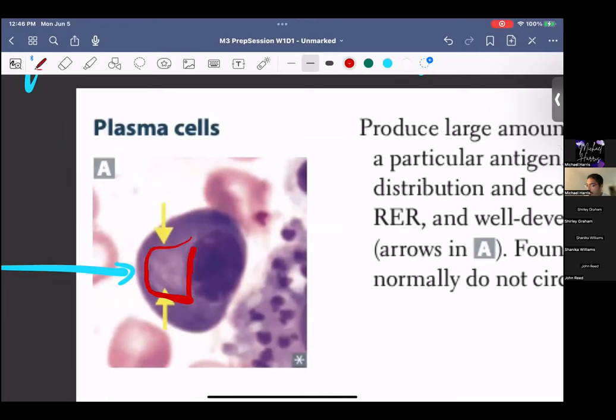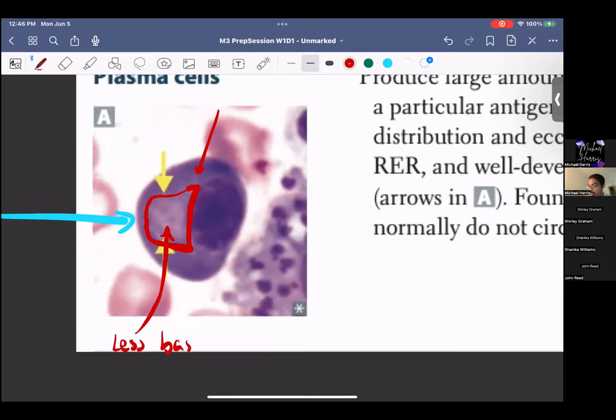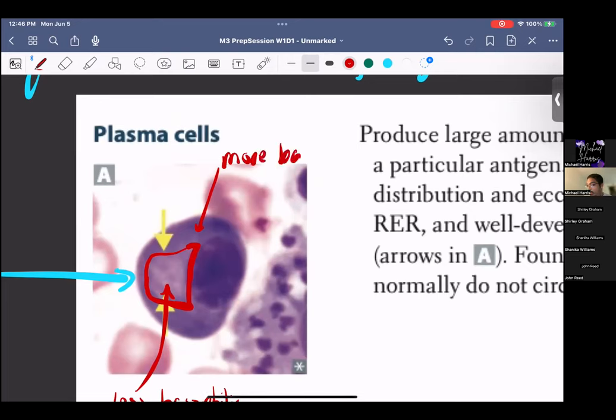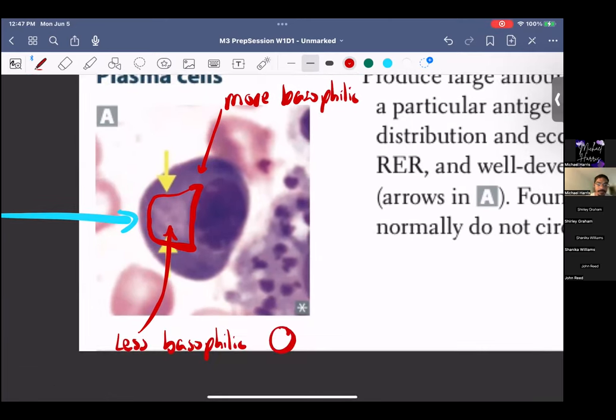You see how this area here is less pigmented than the surrounding area or less basophilic? This is how you identify a plasma cell. You have a less basophilic area surrounded by more basophilic area. Okay. Can anyone tell me what this less basophilic area is? This is something you learned in year one. So this here is the Golgi apparatus.